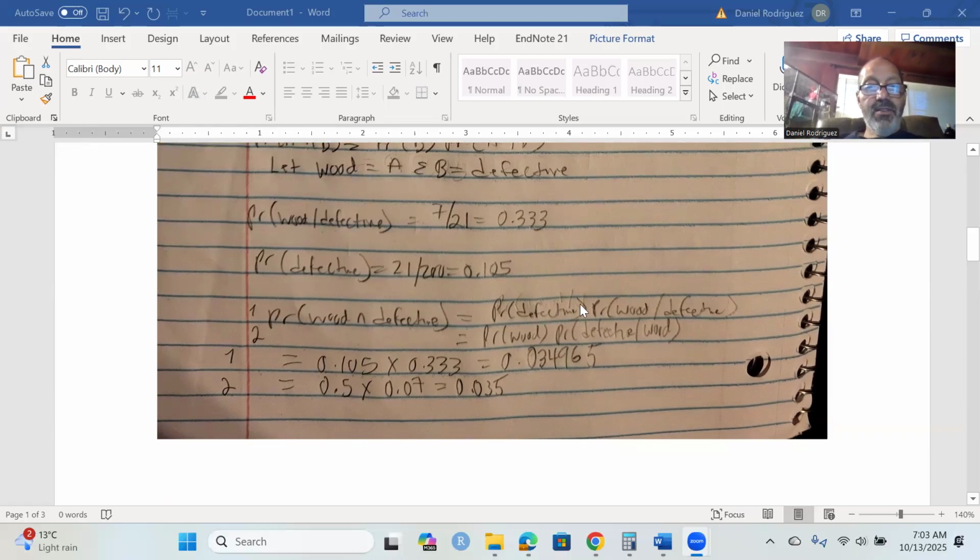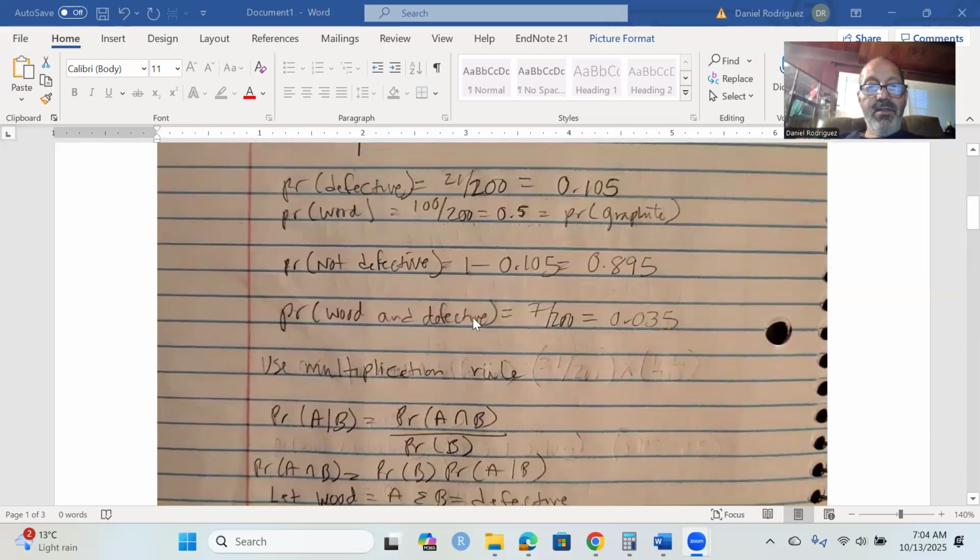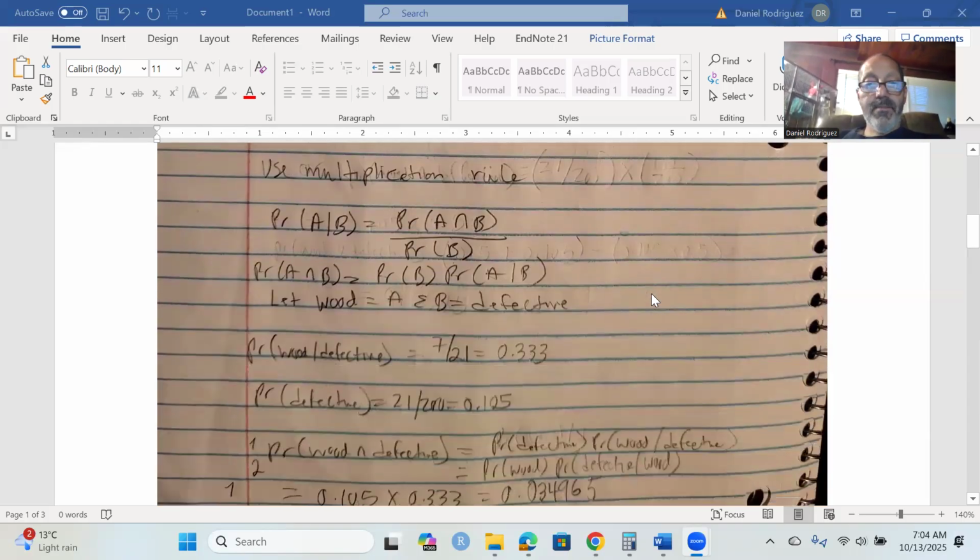So for the first scenario, the probability of being defective is 0.105. The probability of being wood given one is defective is 0.333. So we get 0.034965, or we could just round it to 0.035, which is the same as if we did it the other way around. The probability of being wood is 0.5, the probability of being defective given wood is 0.07, giving 0.035. We can check our work by going up to the table: 7 divided by 200 is 0.035. So those are the same.